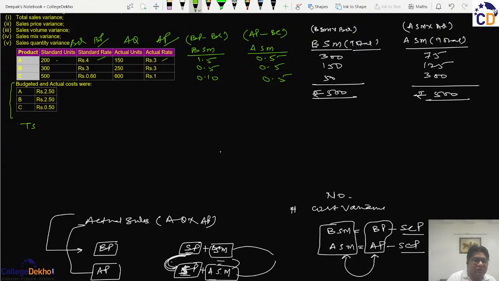So if I say total sales margin volume variance, what was equal to budgeted quantity minus actual quantity multiplied by the budgeted sales margin. So for product A, for product B, and for product C, the budgeted sales margin was 1.5, 0.5, and 0.10. The budgeted quantity is 200, 300, and 500.